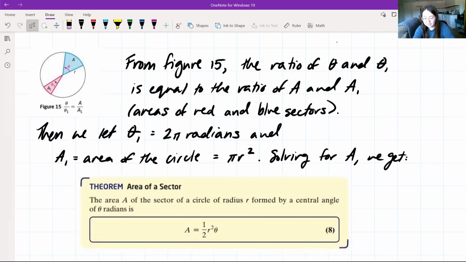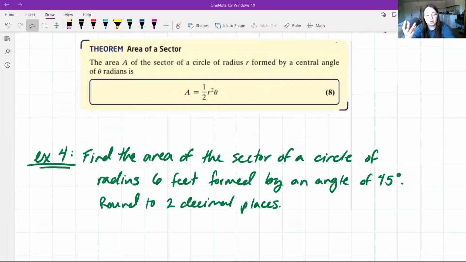So the area of the sector of a circle of radius r formed by a central angle of theta radians is A is equal to 1/2 r squared times theta. So the equation is the most important part. Everything we just went over is just leading up to how we got to the equation.